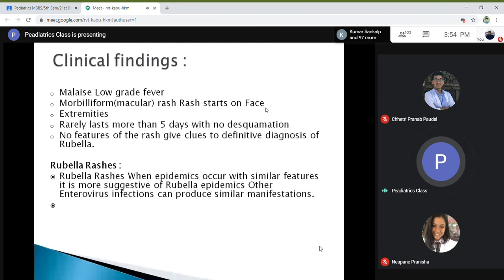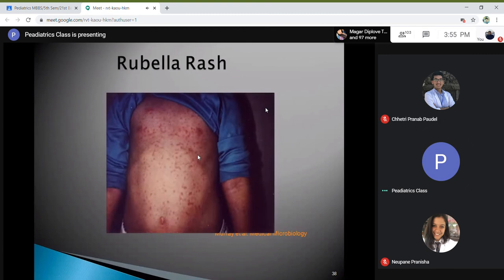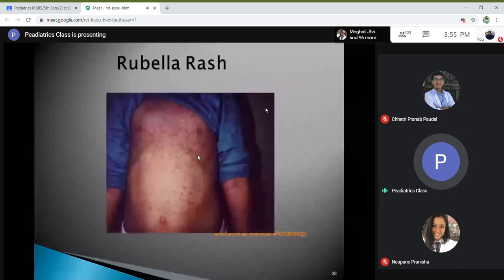So this is the picture of the rash. This rash tends to have spread all over the body within a day, which is not a characteristic of measles. Measles takes time. First the face, and slowly over 3-4 days it covers the whole body, then down up to the soles. Put this at the back of your mind. So if within a day of the fever the rash has spread, this is not measles.